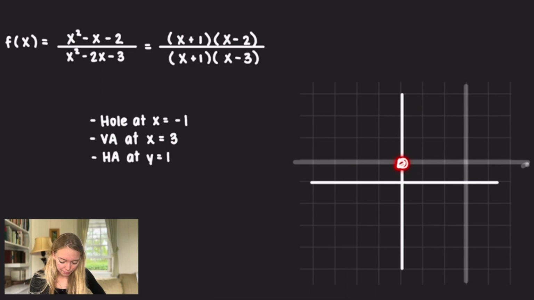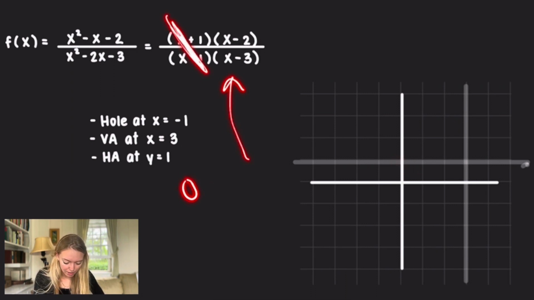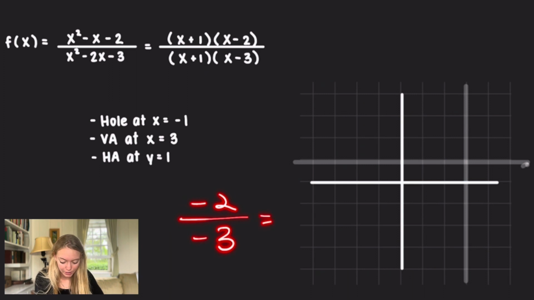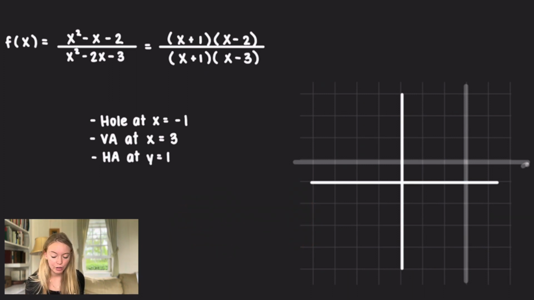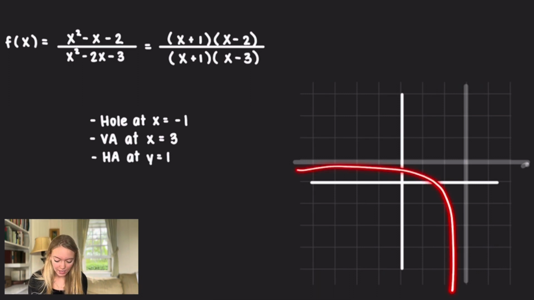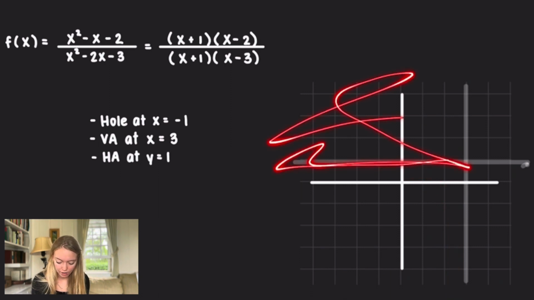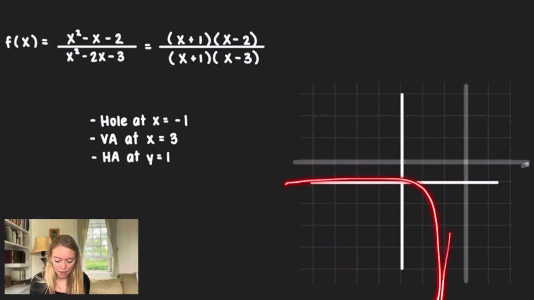We pick 0 and we're going to plug it into this function. This is already canceled out, so it's going to be 0 minus 2 over 0 minus 3. Well, that's just -2 over -3, which is equal to 2/3. Where is 2/3 on this graph? Well, 2/3 is probably right here, which is below the horizontal asymptote. So that means we know that on this side of the graph, it's going to be hanging out down here and not up here. Okay, we're almost done.